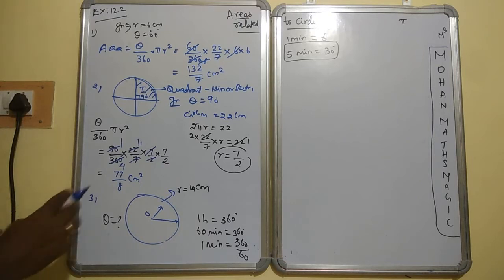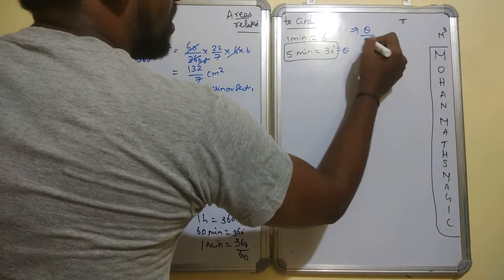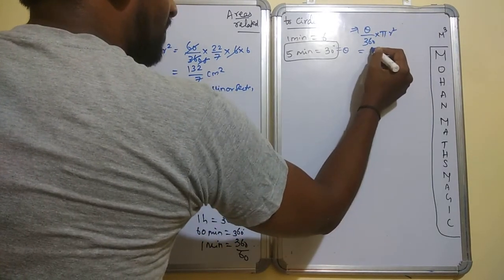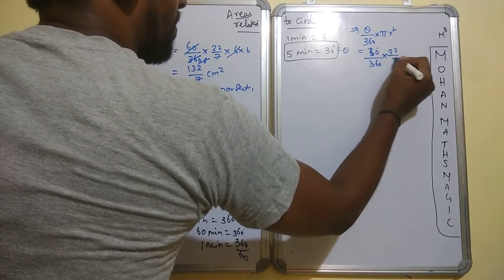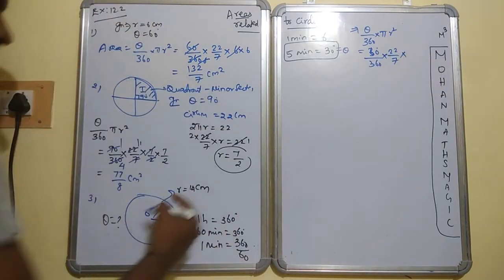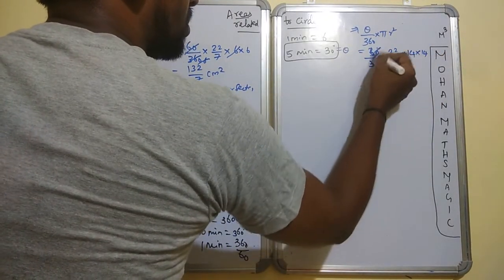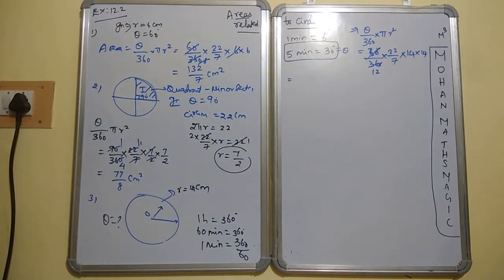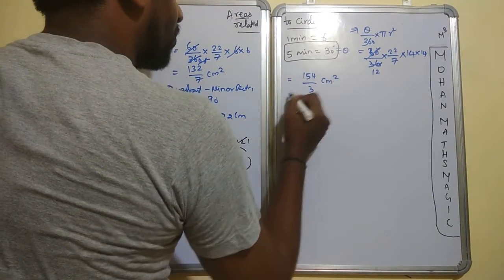Okay, so therefore this is the theta value. So for the sector, theta upon 360 into pi r square. The theta value now I found: 30 upon 360 times 22 upon 7 times r square, 14 times 14. So with normal cancellation I got the value. This third question, the answer is 154 upon 3 centimeter square.